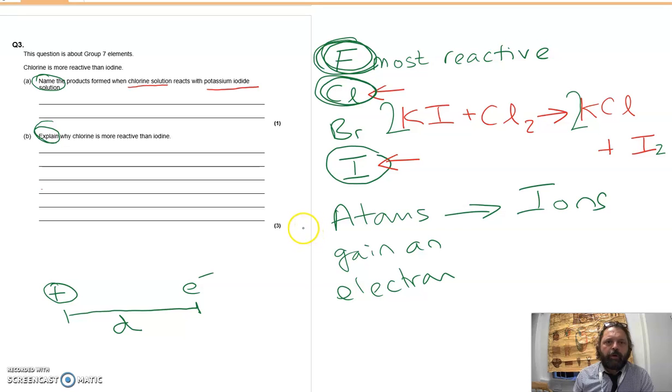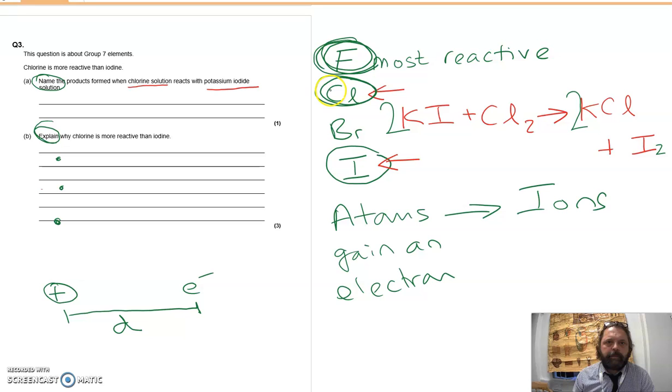Contrast that with group 1. If we were writing about group 1 here, we'd be telling the opposite story about how bigger atoms lose electrons more easily. Stick to the point, 3 clear marks, write in bullet points. Why is chlorine more reactive than iodine? What are we going to say?